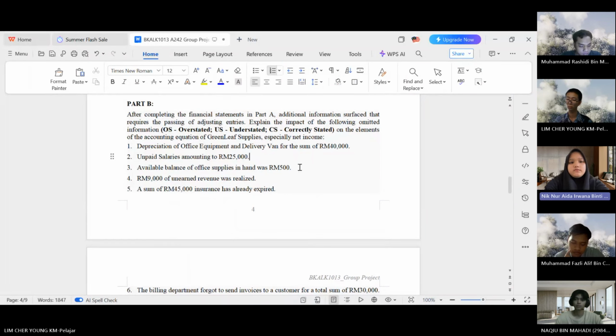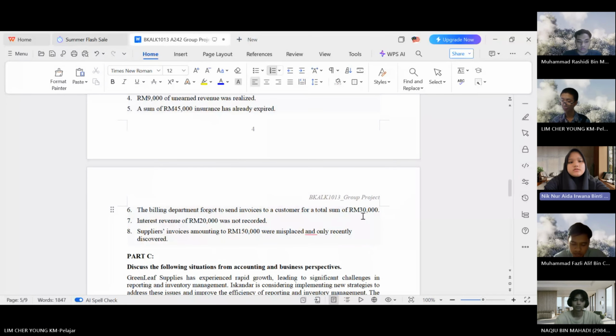Exactly. And for office supplies, what is left is only 500, but the balance hasn't been updated. So assets are overstated and expenses are too low. There's also 9,000 of unearned revenue that should now be recognized. If we leave it as is, we are overstating liabilities and understating revenue. Next, the expired insurance of 45,000 is still shown under assets. Same case, it overstates assets and understates our expenses.